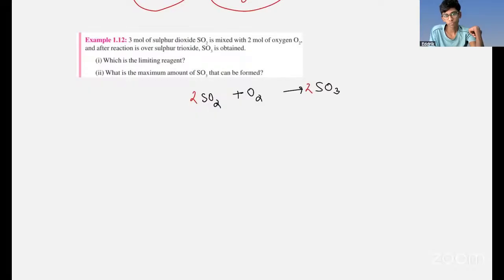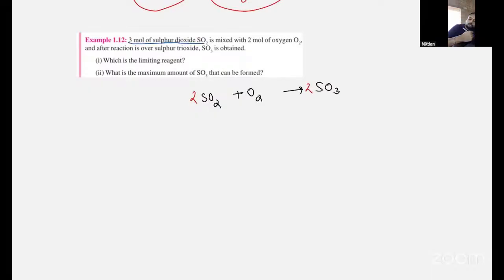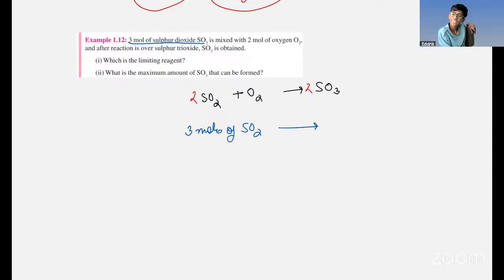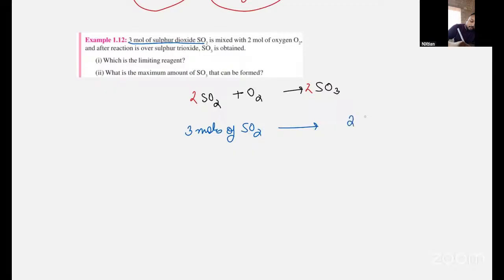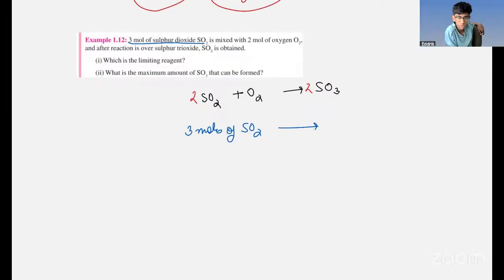Now what the question is saying: 3 moles of SO2 makes how many moles of SO3? No, I wrote it wrong. 3 moles of SO2 plus 2 moles of O2. Yes.